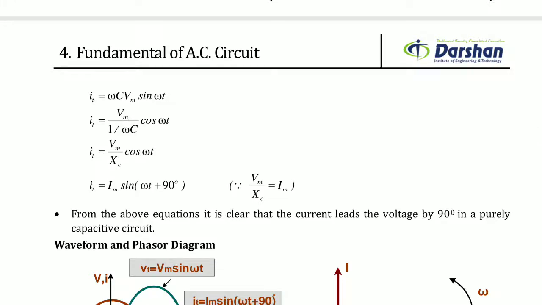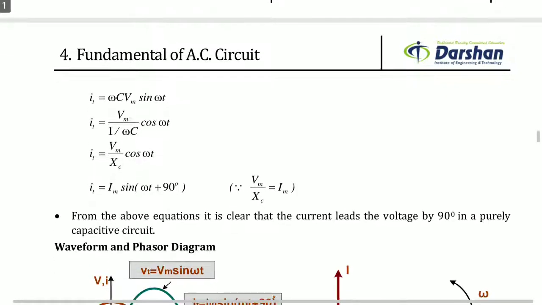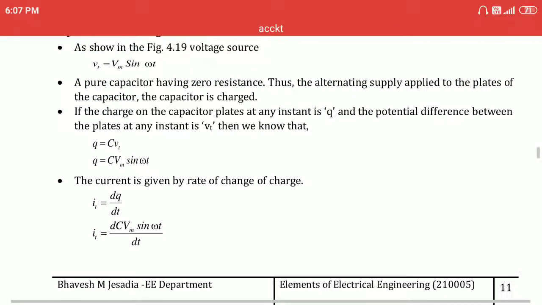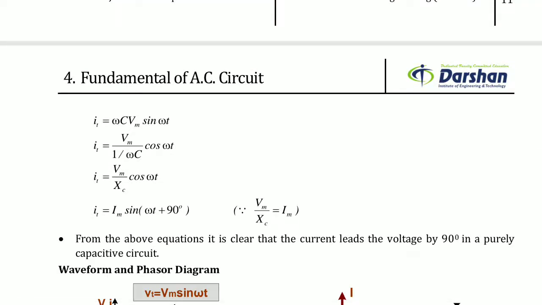So I is equal to omega C Vm cos omega t, since the derivative of sine is cosine. So I is equal to Vm by 1 by omega C. Here 1 by omega C is nothing but Xc, and Xc is called the capacitive reactance.